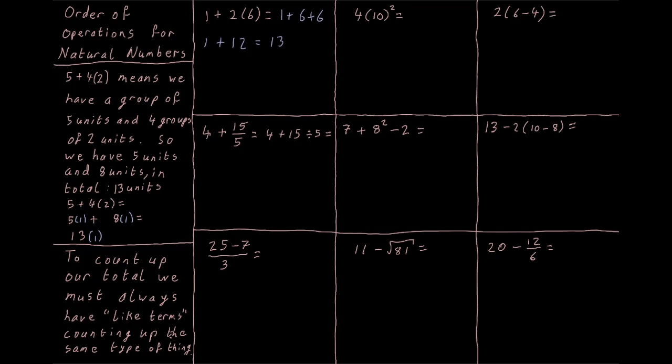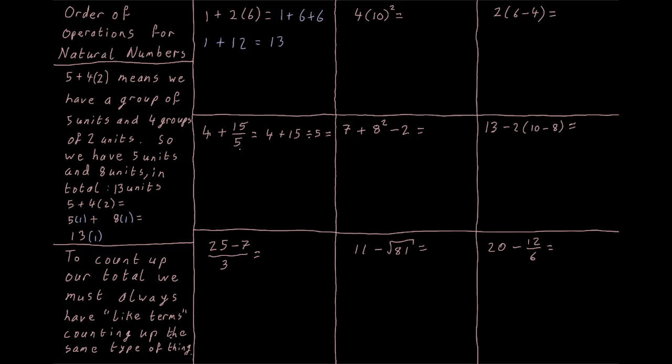Here I have 4 plus 15 divided by 5. The fraction symbol here, fractions are the same thing as division. So I've written this in two separate ways. You may sometimes see the sum written this way. This is the way that we will write it in general going forward. So we have 4 units plus 15 divided by 5.